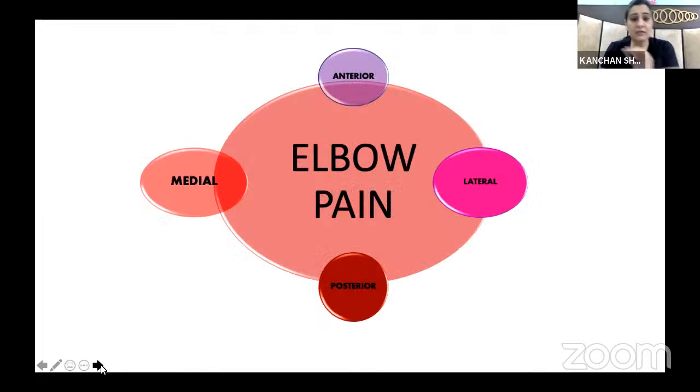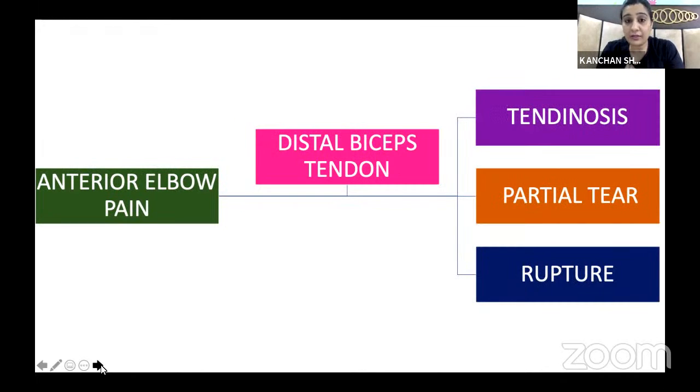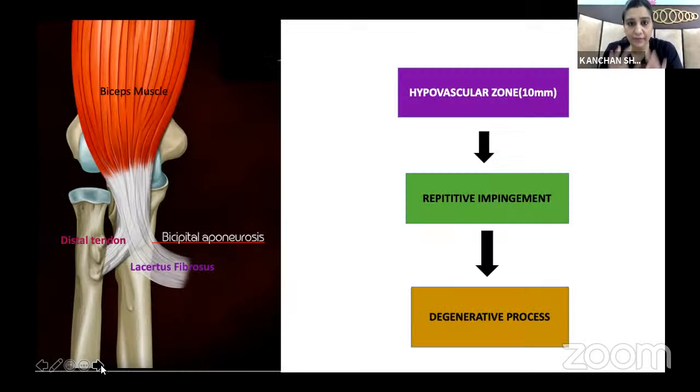Right? So, with that history, with that anatomy at the back of our mind, we are going to now classify elbow pain into four categories. One is your anterior, medial, lateral, and posterior. Fine. So, what we have learned from our anatomy slide, in the anterior aspect, it is the biceps tendon which is very important. If there is a tendon, you can have tendinosis, partial tear, and rupture. How this happens, we will learn about it, and then we'll go into the clinical history of that.